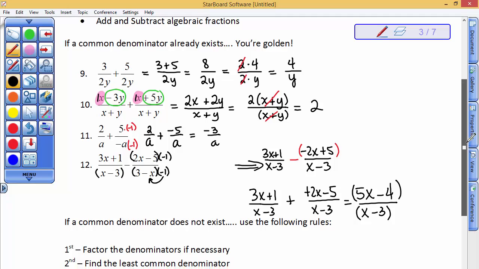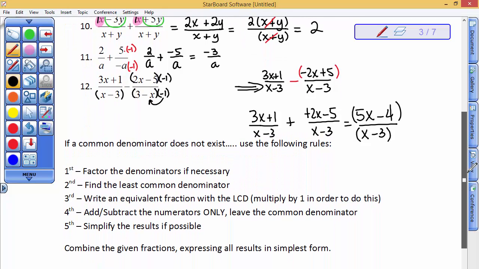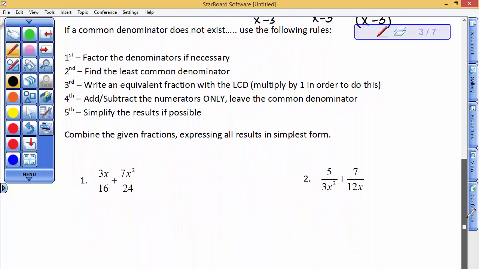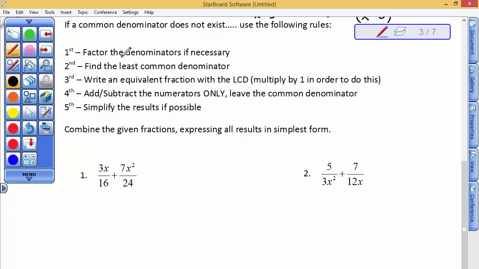Okay, if a common denominator does not exist, you use the rules that we did a bit ago. You factor the denominators if necessary and find the least common denominator. Here you go. You write an equivalent fraction so that it will have the least common denominator by multiplying by the number 1. So let's go ahead and do that.